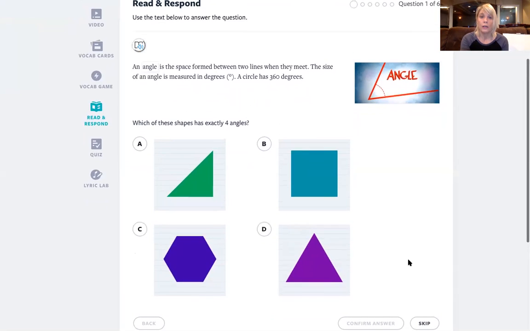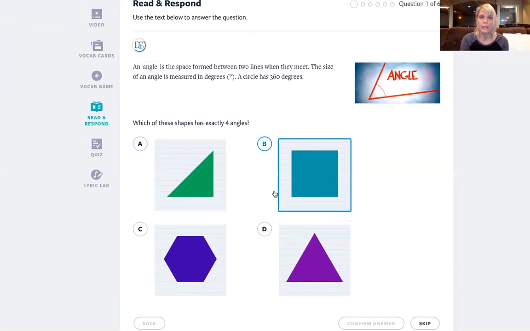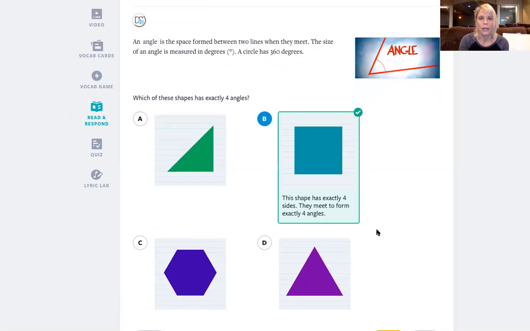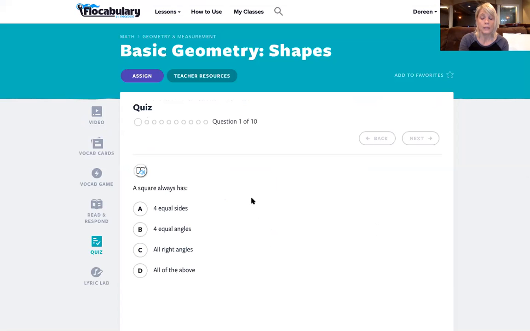After you read this, you just pick one of these. Now the read and respond here isn't graded. It's not graded until you go to the quiz. So the read and respond says: an angle is the space formed between 2 lines when they meet. The size of an angle is measured in degrees. A circle has 360 degrees. Which of these shapes has exactly 4 angles? If you click on it and you confirm, again, this isn't the quiz, this is just practice. After you do the read and respond, which is just practice and not graded, then you try the quiz. Now the quiz is graded.